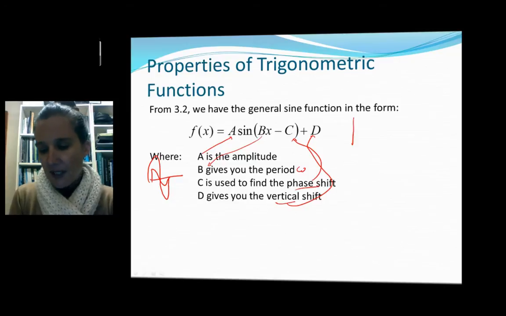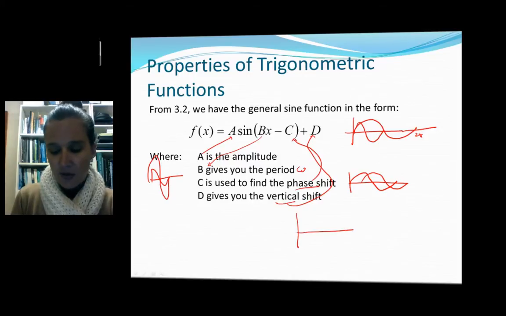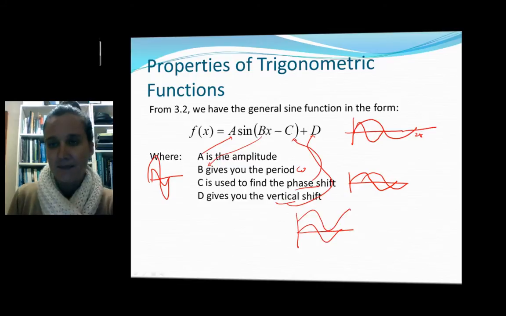Then b is our period. Our regular period is 2 pi. We may have a shorter period of pi. C is our phase shift. So rather than being here, we may be shifting our phase. And d is our vertical shift. So rather than being here, we may be up here.